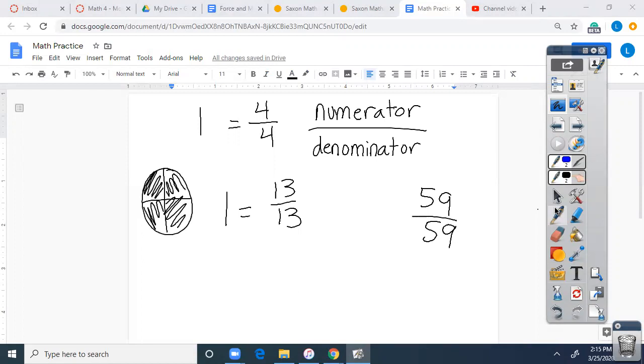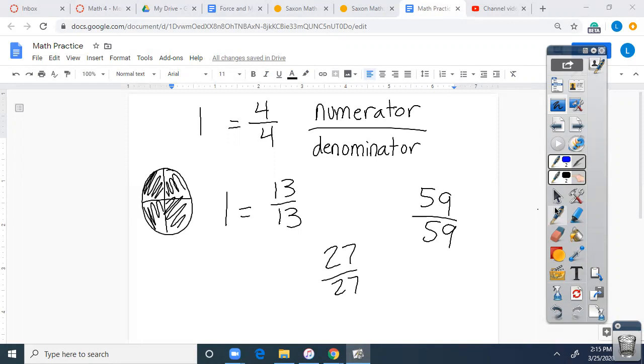59/59, or 27/27. It really doesn't matter what number you use, as long as the top number and the bottom number, or the numerator and the denominator, is the same. Okay, so fractions that are equal to 1, numerator is the same as the denominator. That's what you need to know for this.